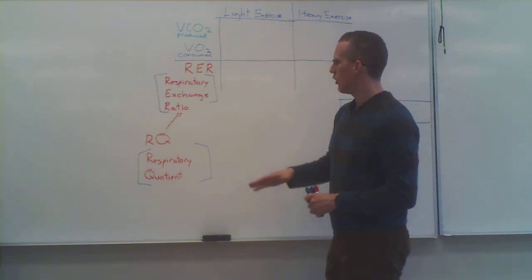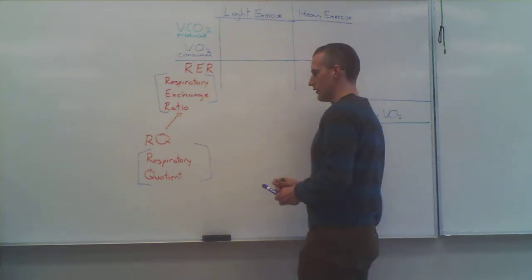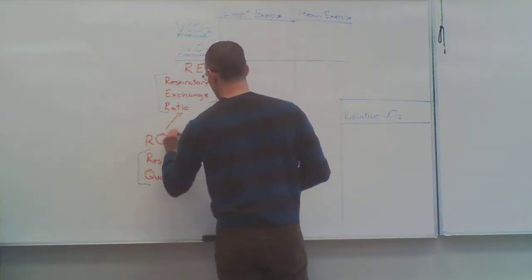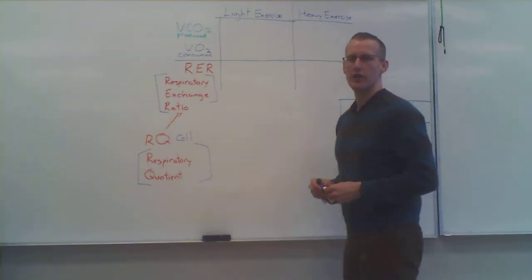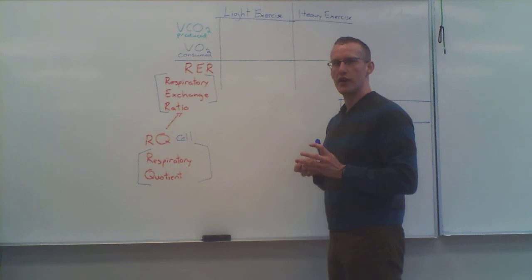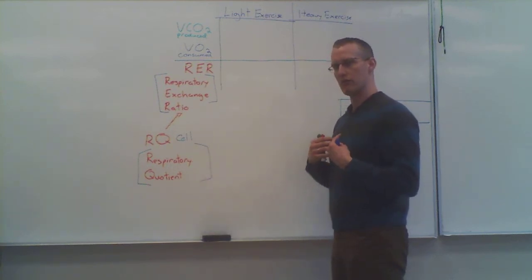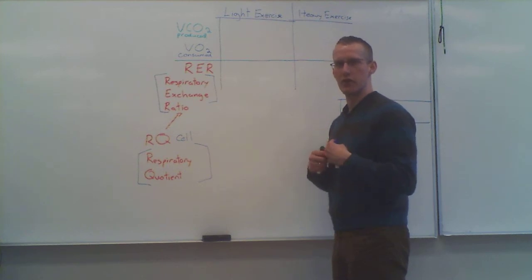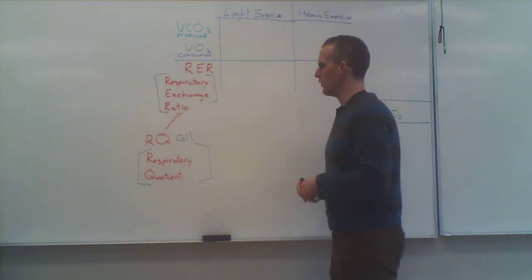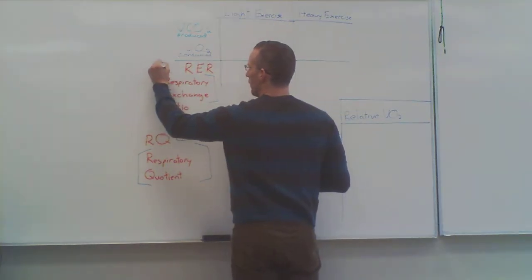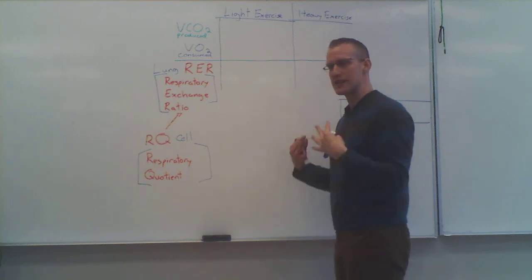So before we get to RER, at the level of the cell, and you must remember this, we have what's called respiratory quotient, which is the same as RER in terms of how you calculate it, but this one we cannot measure accurately in one cell in the human body. So what we measure is respiratory exchange ratio, which is the level of the lung, which is a measure of the metabolism throughout the entire body.